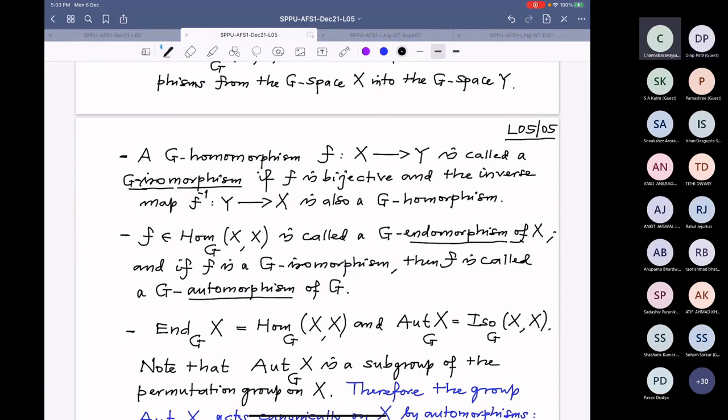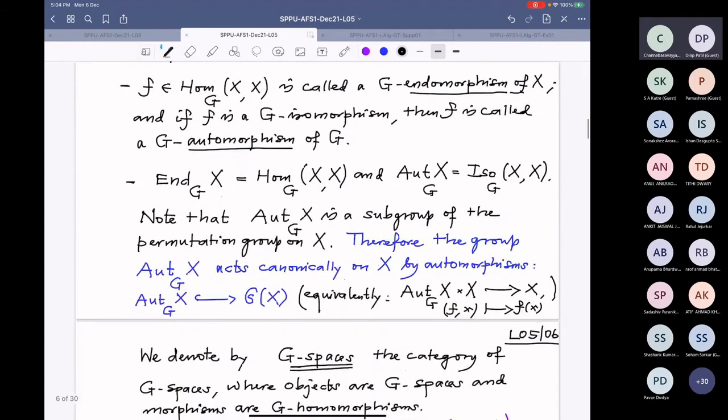And therefore, End_G(X) is Hom_G(X,X). That means all G homomorphisms from the G space X to itself. And Aut_G(X) is the G isomorphisms from the G space X to the G space X. That is what we have just abbreviated as automorphism.